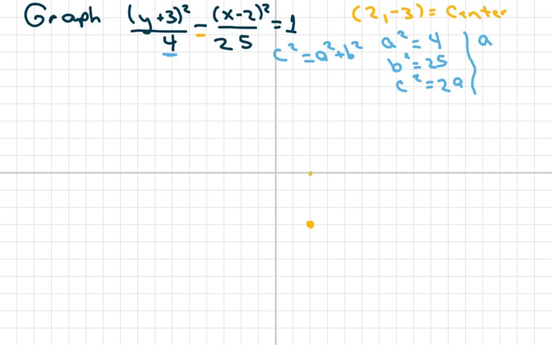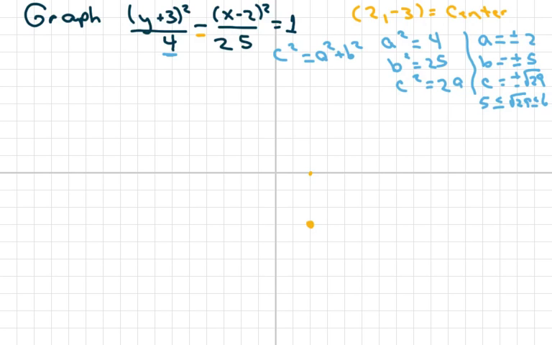Therefore your a equals plus or minus 2. Your b equals plus or minus 5. And your c equals plus or minus square root of 29. And the square root of 29 is in between 5 and 6.